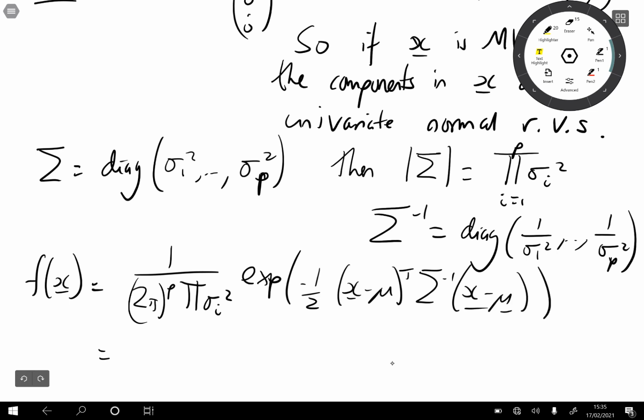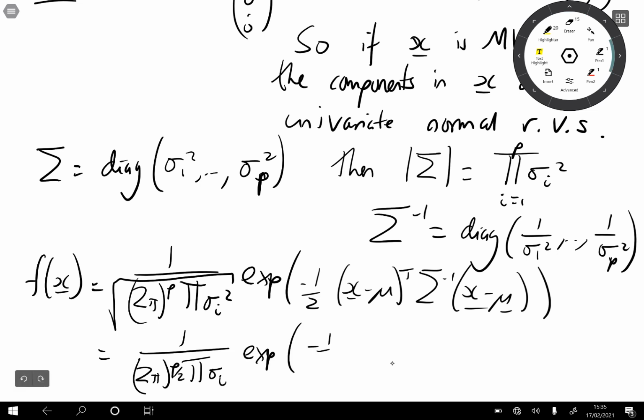So this is going to be 1 over 2 pi to p product sigma I squared. Sorry, I forgot the square root before, didn't I? So it's the square root of all this. So p over 2 product of the sigma i's e, and then here we're just going to get minus a half the sum of xi minus mu I squared over sigma I squared.